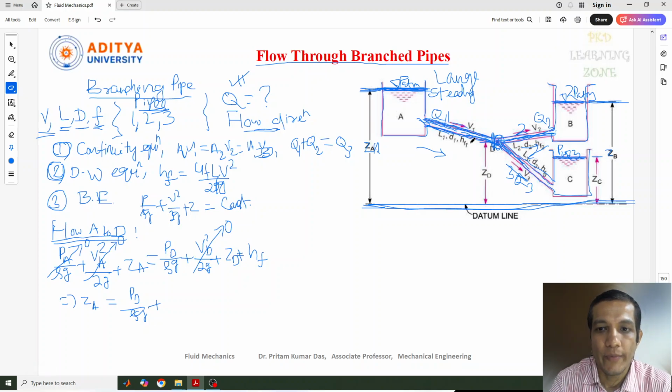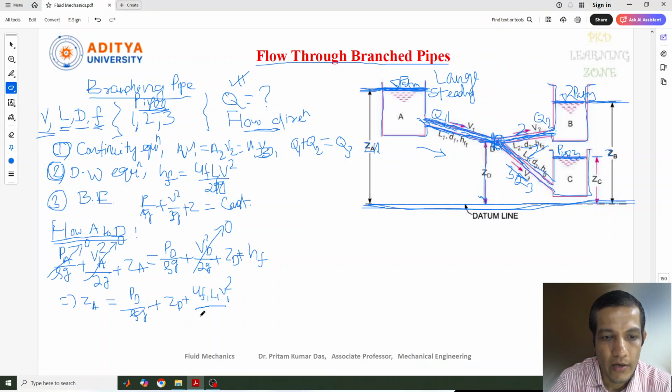So what are the other things to be considered? What is the height from this datum line? That is ZD. And what is the loss that happened between A and D? The head loss due to the fluid flow in the pipe from point A to point D can be written as HF. In place of HF I can write the values, 4 f1 L1 V1 squared by 2 D1 g. So this is the formula.